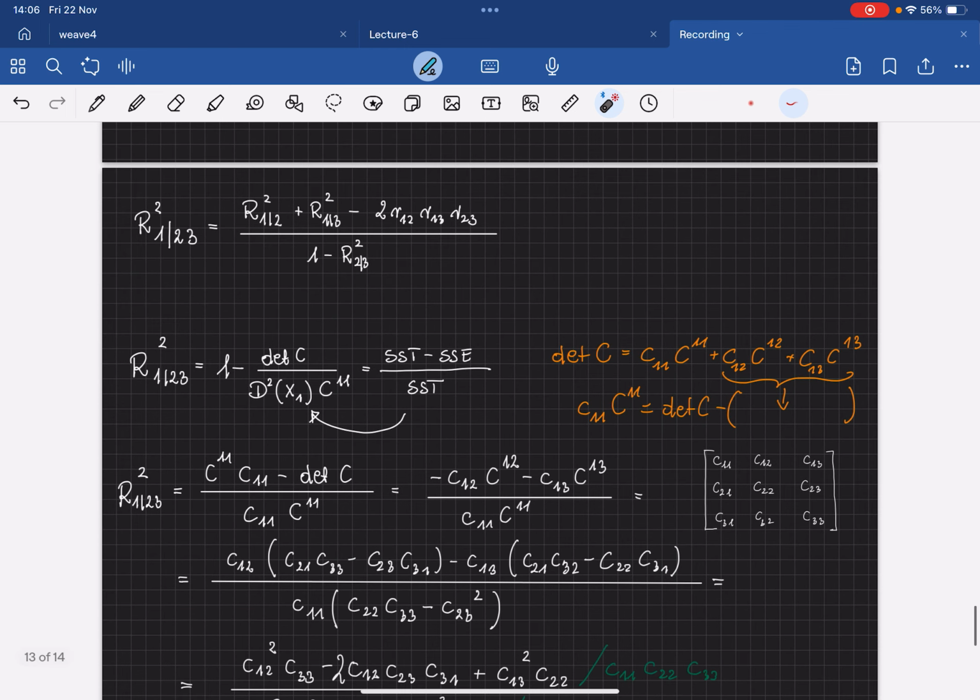Okay, so that's all for now. This was the second pre-recorded lecture about multiple regression. This time we discussed an example, and we discussed this quite useful formula. Next lecture will be about partial correlation coefficients.